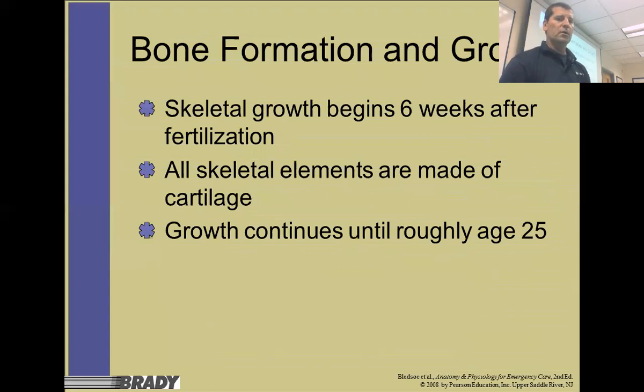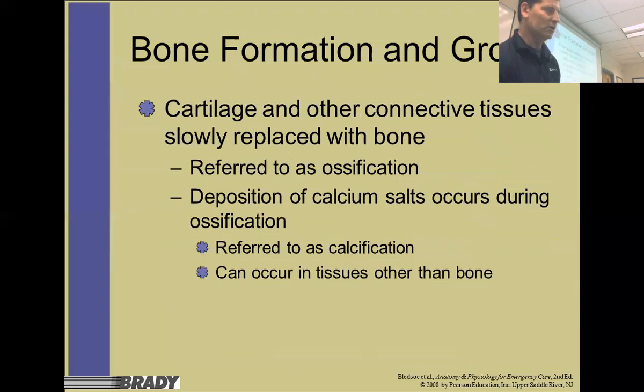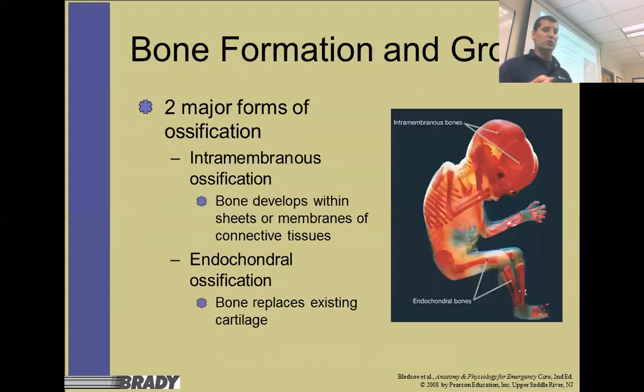So as far as growth, about 6 weeks into fertilization is when we start building skeletal tissue. And it starts off basically as a cartilaginous mass. This is going to progress from about 6 weeks into fertilization until 25 years of age. So calcium gets laid down on this cartilaginous mass, and we're completely exchanging it, and that process is called ossification, where we turn the cartilaginous structure into bone, with bone matrix laid down on top of that cartilaginous aspect.